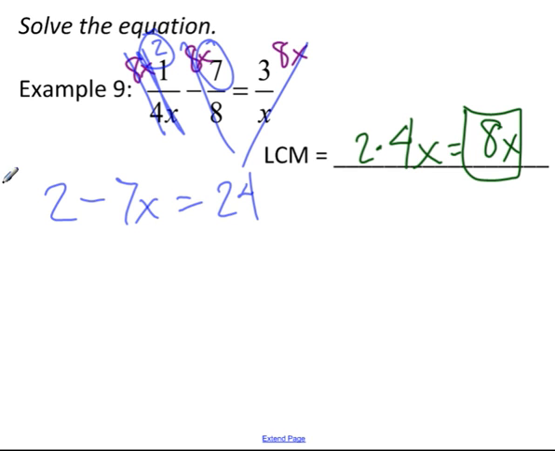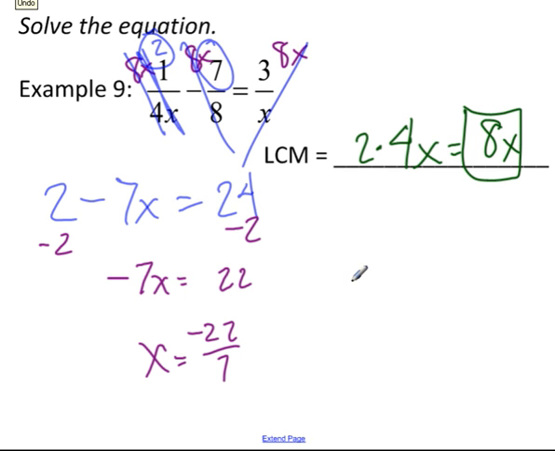Alright, so there we go. I'm going to solve it real fast. And there you have it. Subtracting my 2, dividing by the 7. Bam.